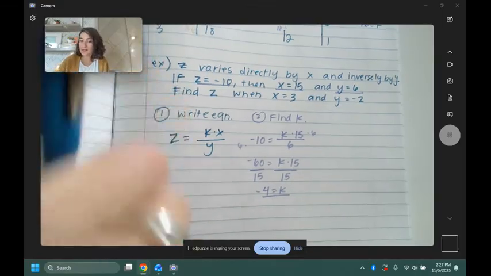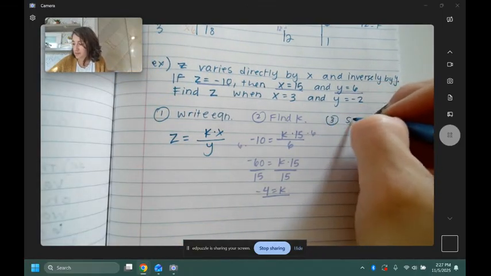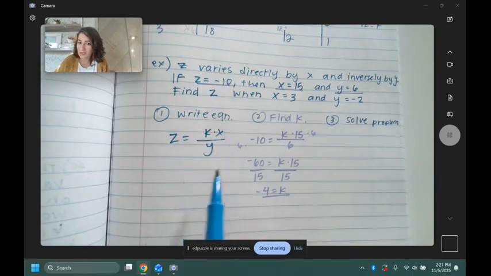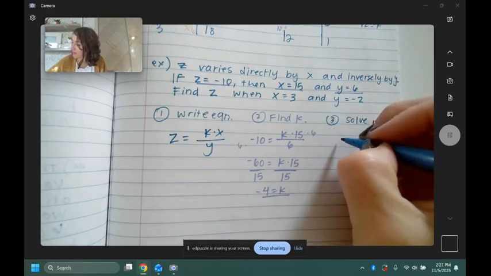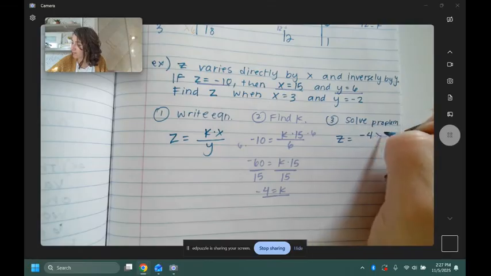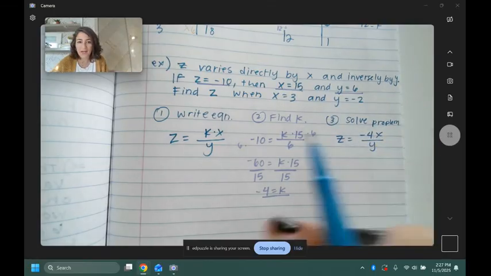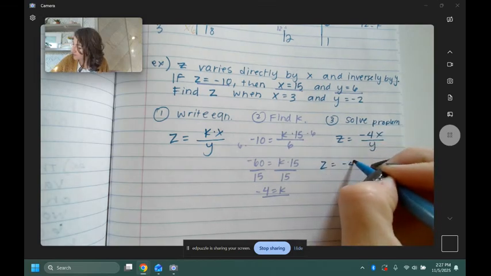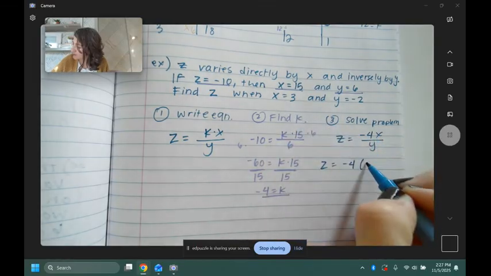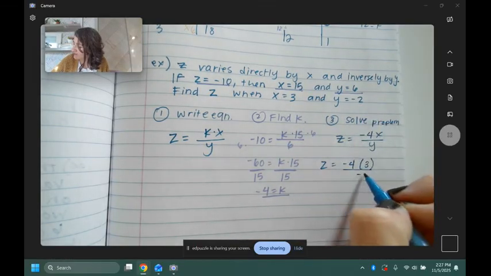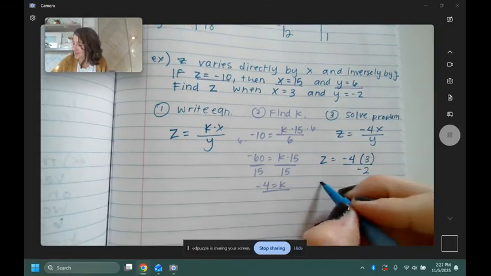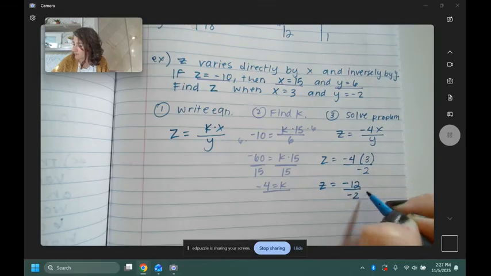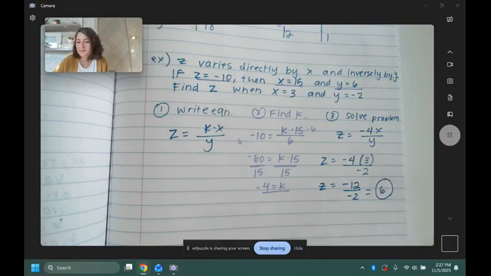All right, step 3, solve the new problem. I'm going to take this equation, and instead of k, I'm going to put -4. So z is -4x divided by y. Find z when x is 3 and y is -2. -4 times x is 3, y is -2. So z is -4 times 3 is -12, divided by -2 is 6. Z is 6.